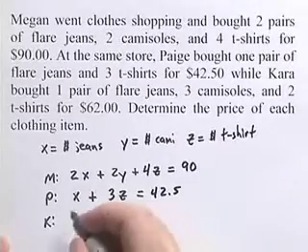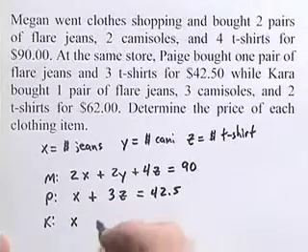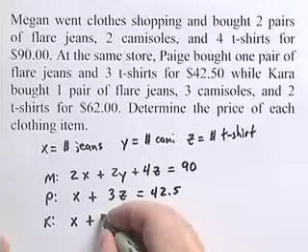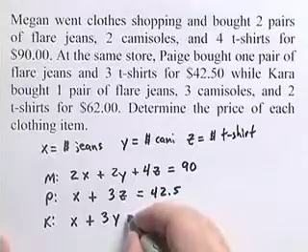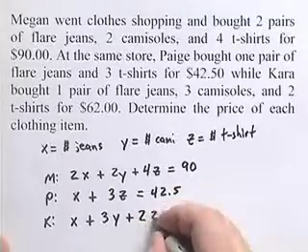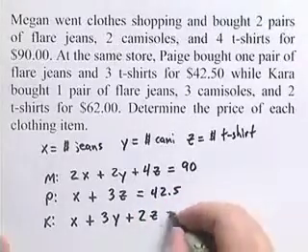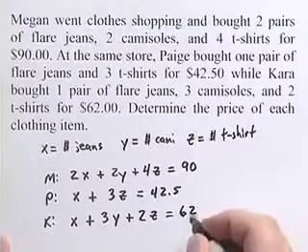Kara bought 1 pair of flare jeans, so she spent x dollars on jeans. She bought 3 camis, so she spent 3y dollars on camis, and 2 t-shirts, so plus 2z on t-shirts, for a total of $62.